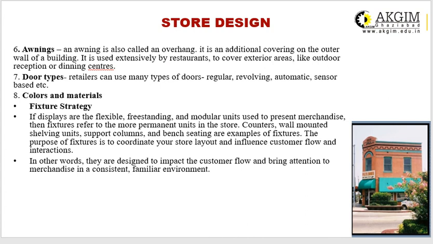Then you have awnings also. So what is an awning? You can see in the diagram the green overhanging. That is known as the awning. So an awning is also called an overhanging. It is the additional covering on the outer wall of a building. It is used extensively by restaurants to cover exterior reception or dining centers.